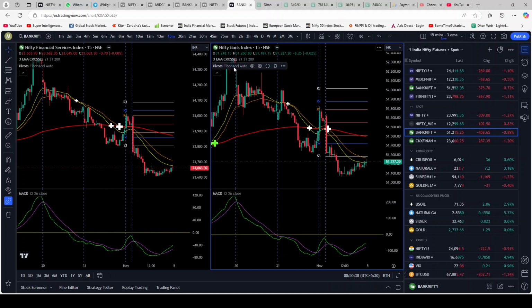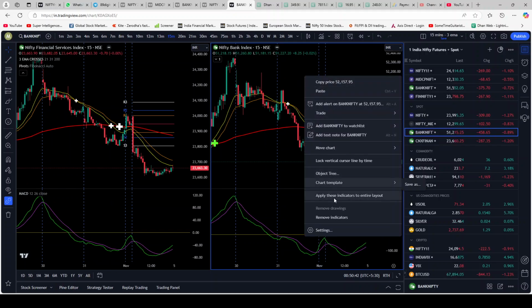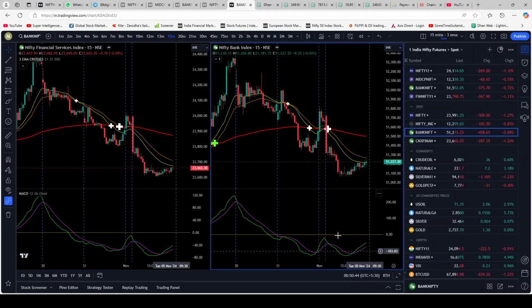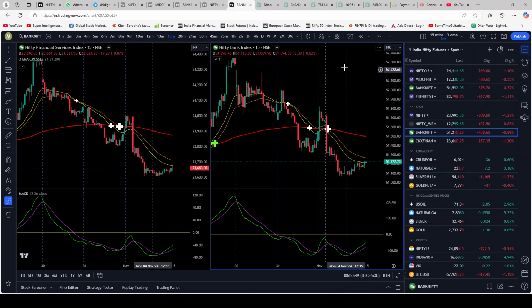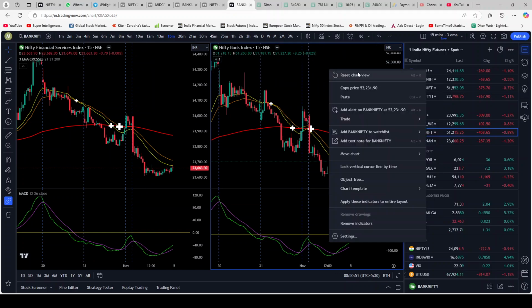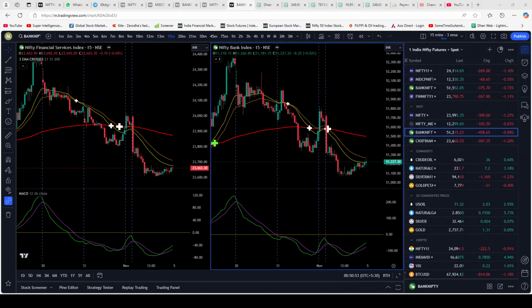So I'll get rid of these pivots. You can use it if you want, but I'm keeping this particular example to only 2 indicators because I think most of the people who are my subscribers are on the free version of TradingView, so we'll restrict ourselves to 2 indicators.